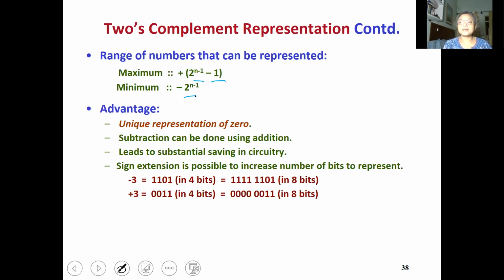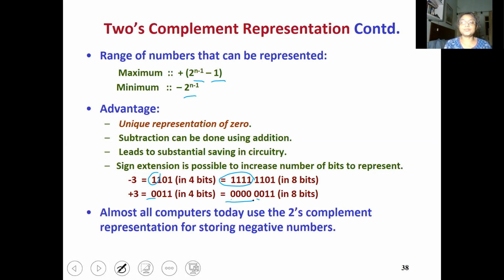So twos complement has certain advantages. There's a unique representation of 0. Subtraction can be done using addition. This leads to substantial saving in circuitry, and you can also do sign extension. So if minus 3 is 1, 1, 0, 1 in 4 bits, you can take the MSB and repeat it to get this number, minus 3, in 8 bits. So plus 3, 0, 0, 1, 1, if you want to represent it in 8 bits, you take the 0 and repeat it.